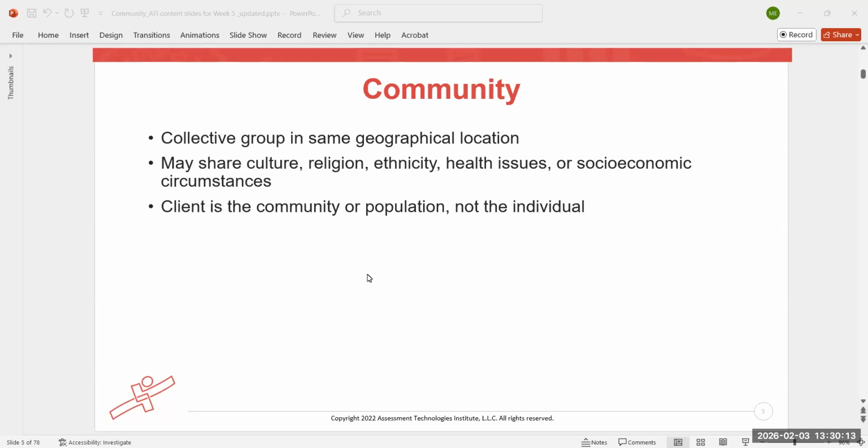All right, so first, what is a community? Things to note. You have a collective group. It could be within the same geographical location. There could be some similarities, such as sharing culture, religion, ethnicity. Looking at it from a healthcare perspective, maybe a group of individuals who share similar health issues or socioeconomic circumstances. The client can be either a community or a population, not always necessarily the individual, looking at it more as a whole.